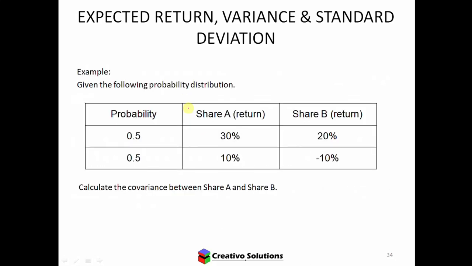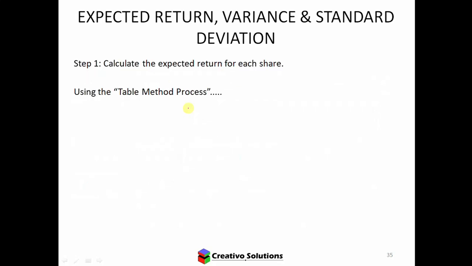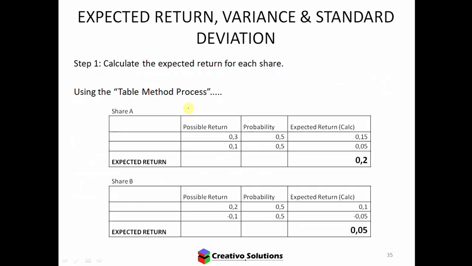So here's an example. Given the following probability distribution, you've got probability for share A and for share B, and we're determining what the covariance is between these two shares, A and B. In order to answer that question, we're going to need to create the table. We've looked at these tables earlier.